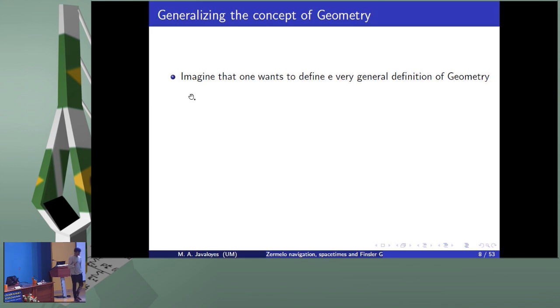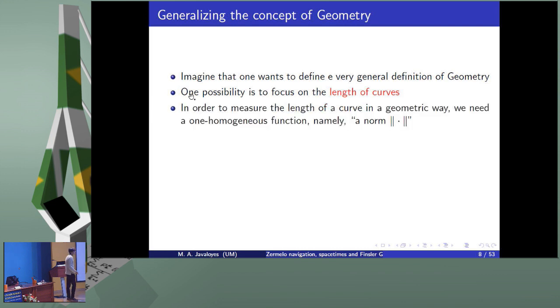So, the first thing that I want to do is to define Finsler geometry, to introduce Finsler geometry. The idea here is to focus on the length of curves. Imagine that you want to define a very general geometry in such a way that you can measure the length of curves. So what do you need? In principle, you need a norm.